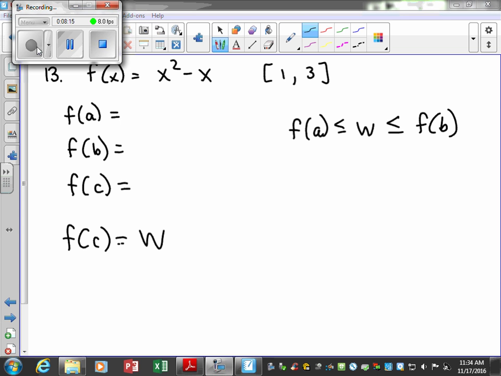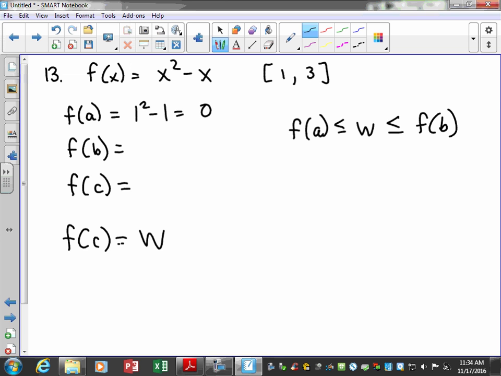Okay, f of a is just going to be 1 squared minus 1, which is 0. F of b is 3 squared minus 3, which is 6. And f of c, let's just evaluate. I'll plug c in there. C squared minus c. So let's jot down our information. For this inequality, f of a is 0. So the value for w is somewhere in between 0 and 6. Now we know that if the intermediate value theorem holds, we verify that f of c is equal to w.